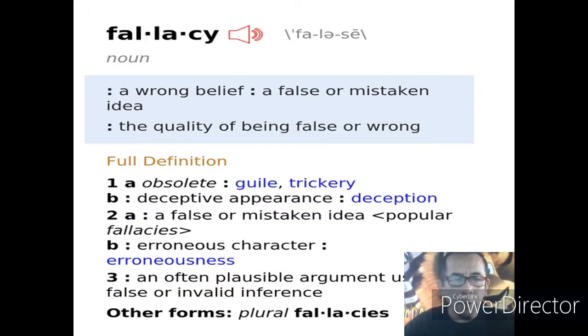First, we have to define what is fallacy. It is a wrong belief, a false or mistaken idea, the quality of being false or wrong. In some other definitions, it is an obsolete, deceptive appearance or deception, a false or mistaken idea, erroneous character, an open, plausible argument using false or invalid inference.